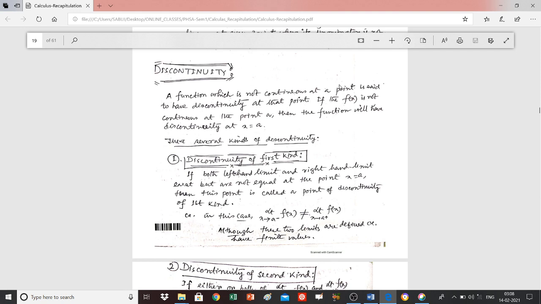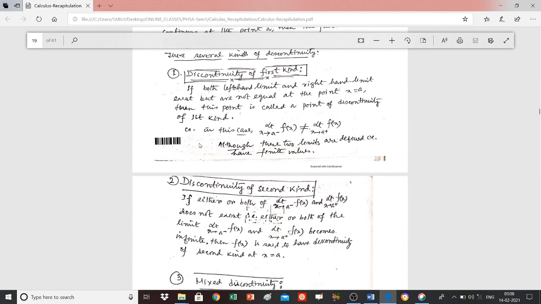So a function which is not continuous at a point is said to have discontinuity at that point. If f(x) is not continuous at the point a, then the function will have discontinuity at x equal to a. That means the left hand limit and right hand limit may not be equal, may not be finite, or may not be equal to f(a), that is the value of the function at a. And there are several kinds of discontinuity. I have summarized them here.